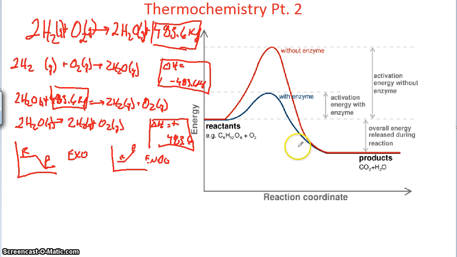We always start with our reactants, and we have our products here. Now if you compare just the reactants to the products, you get the overall energy released from the reaction. Of course, this is my enthalpy and this is my delta H. My products are lower in energy, so I'd get a negative number, so this is going to be an exothermic reaction.